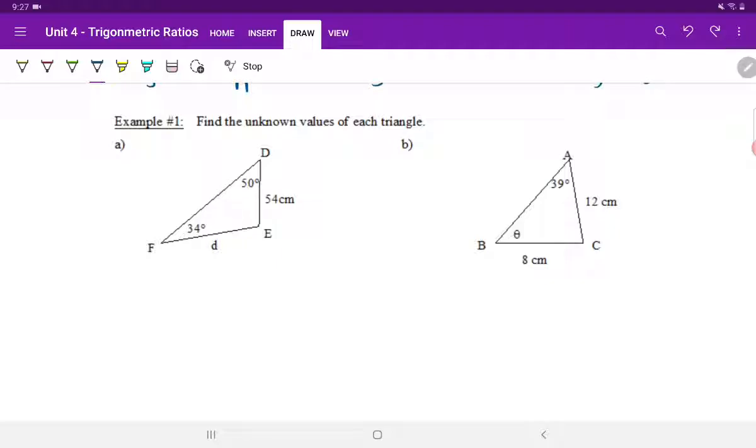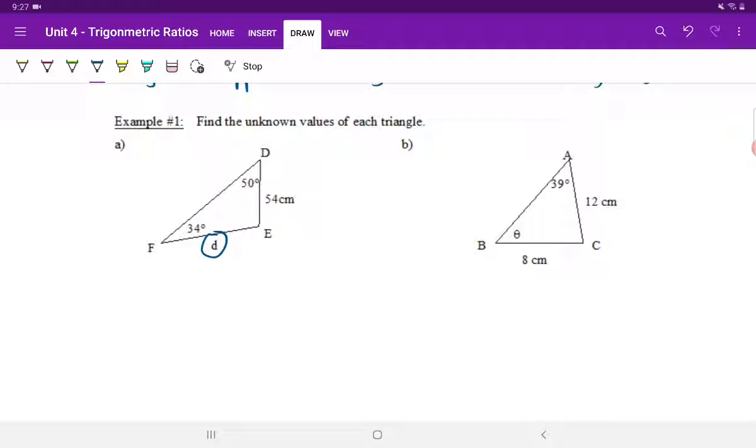So we have a triangle. It's clearly not a right angle triangle. Okay, we can't assume that that is a 90-degree angle there. There's no indication. There's no little box indicating the right angle there. It says find the unknown values of each triangle. So we have to find, in this case, lowercase d, or side length d.